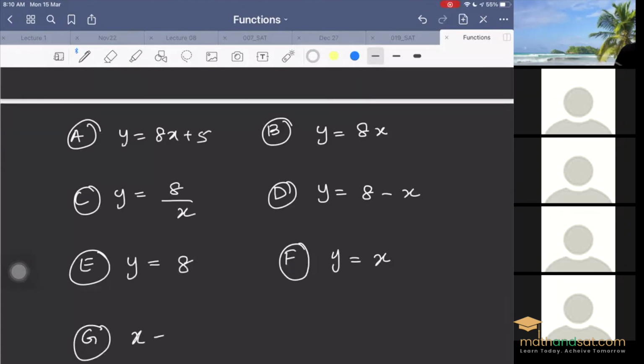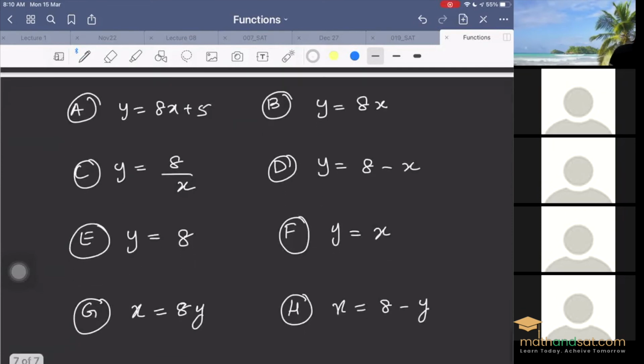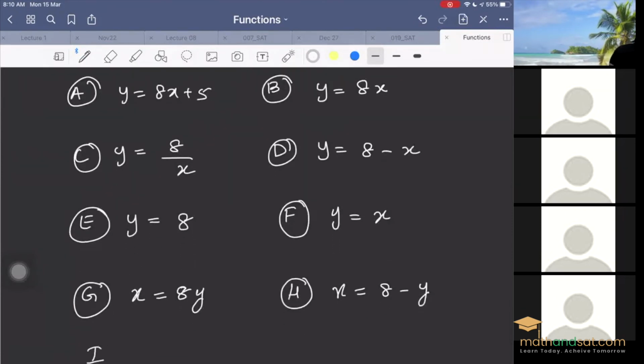x is equal to 8y. x is equal to 8 minus y. x is equal to 8y plus 5.